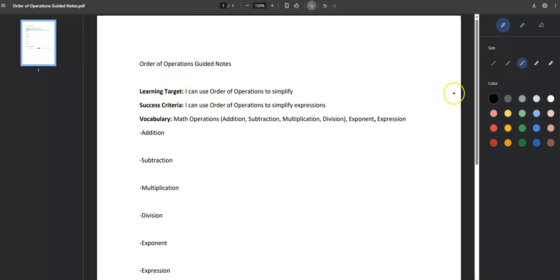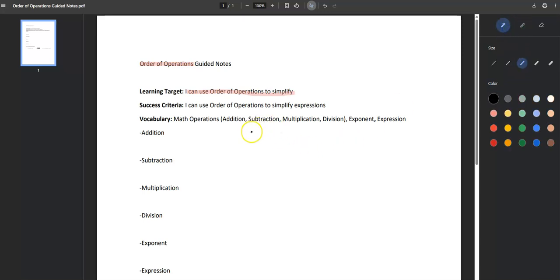All right, guys, our topic today is order of operations, and our learning target is that by the end of this you will be able to use order of operations to simplify. That is what we're going to look at today. This should be a review idea. Most of you should be just fine with this, but if not, here we go.